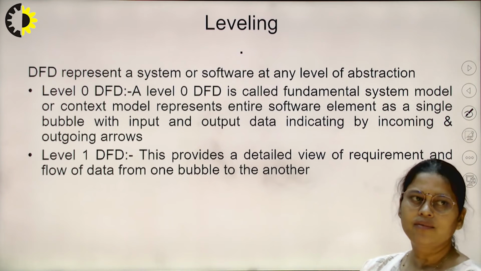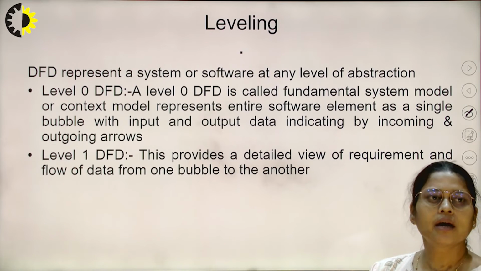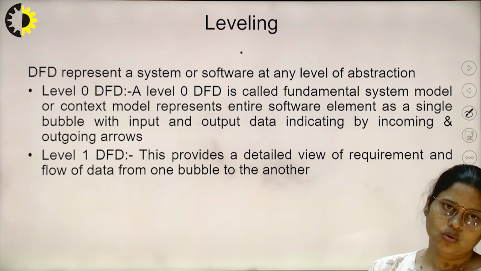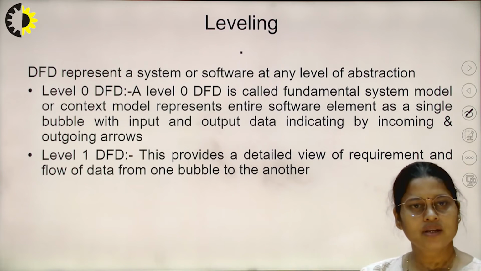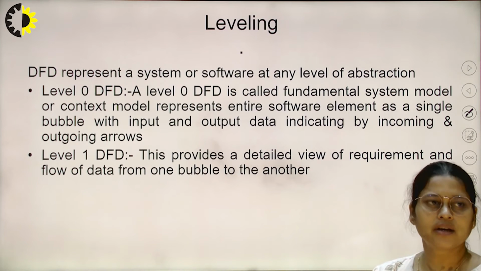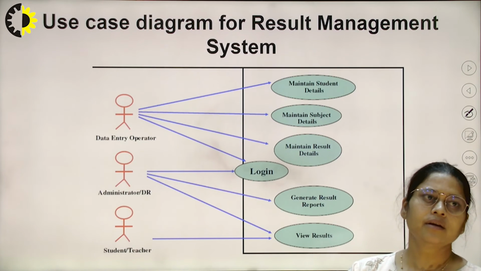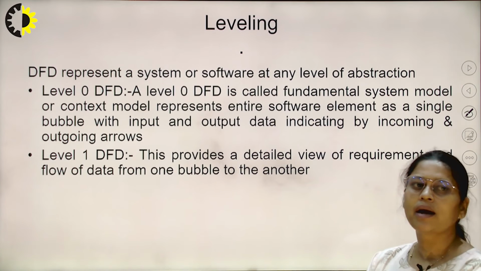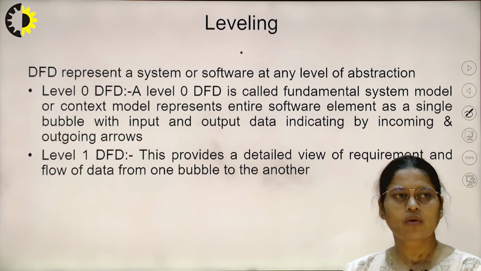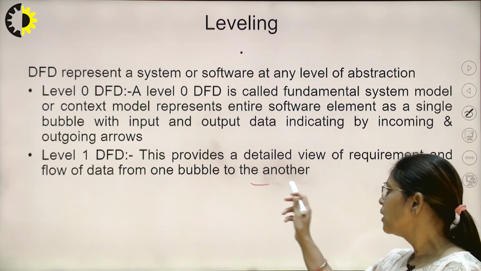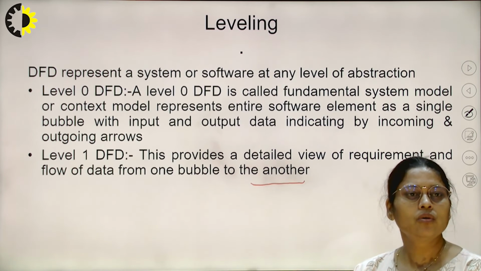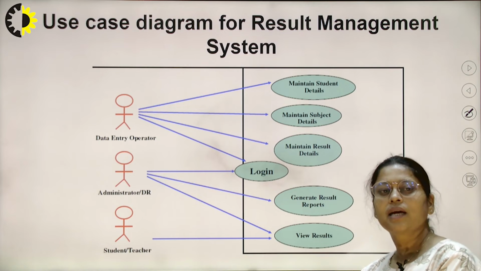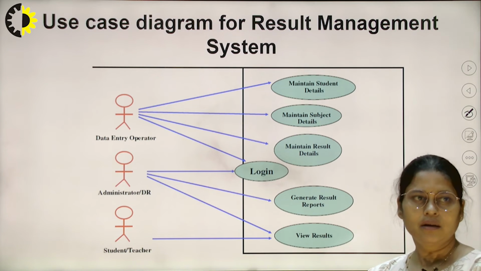Now we come to labeling. As I have already done the zero level DFD or context level DFD, we also have to generate other types of DFDs, that is the level 1 DFD. This will provide a detailed view of requirements and the flow of data from one level to another.